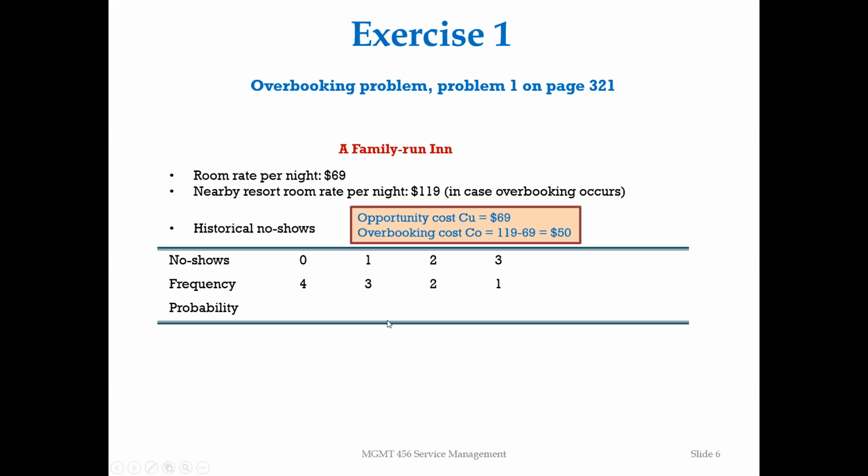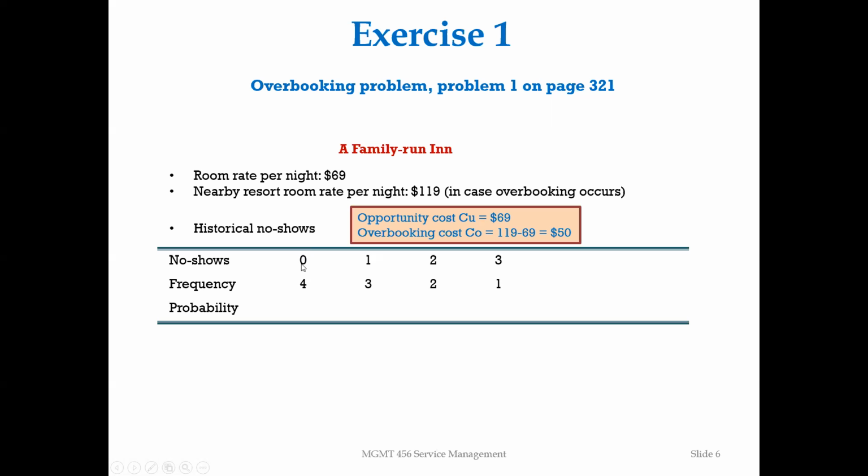The table shows the data on the number of no-shows. This is a very simple table. We had 10 different observations. Basically, we observed data for the past 10 days. Out of these 10 days, on 4 of those days, we had 0 no-shows.